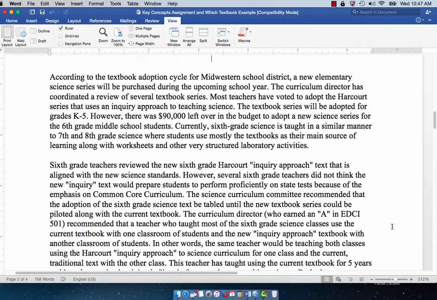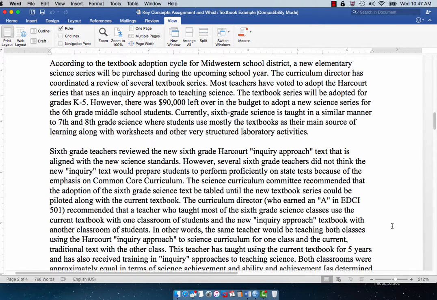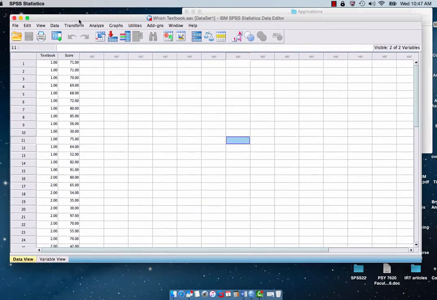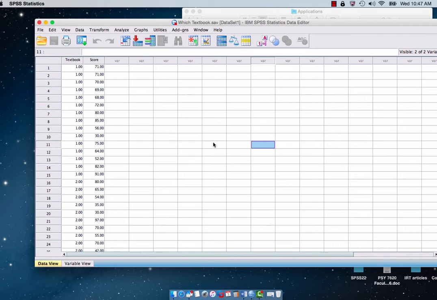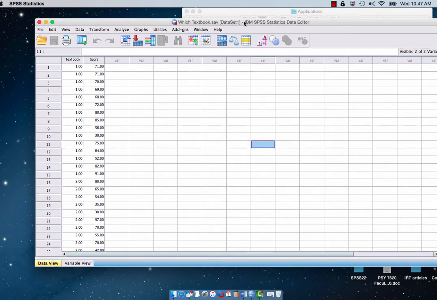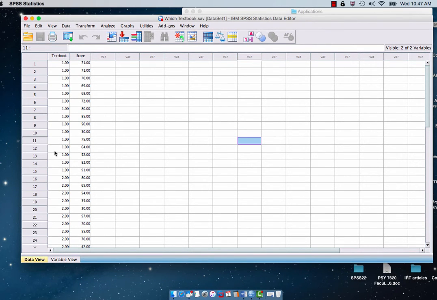So what we have for our variables are, and I'm going to just switch over to SPSS, the textbook grouping variable, and so that puts students 1 into the no inquiry textbook versus students who are in group 2 using the inquiry textbook. And then we have their scores from the state test. These are science scores, so they're content level scores that will be compared.